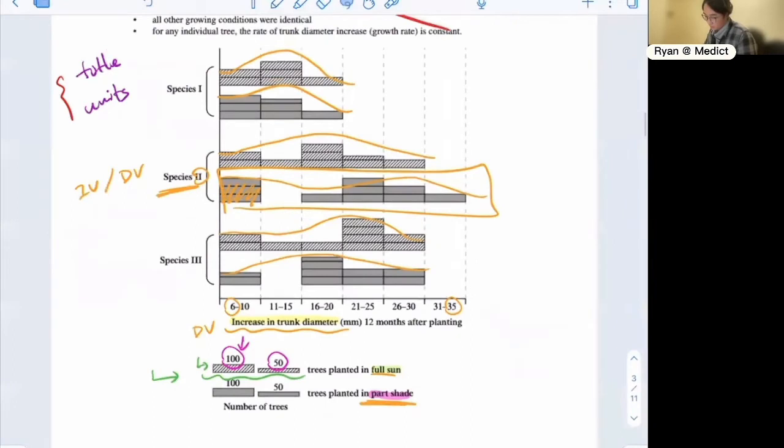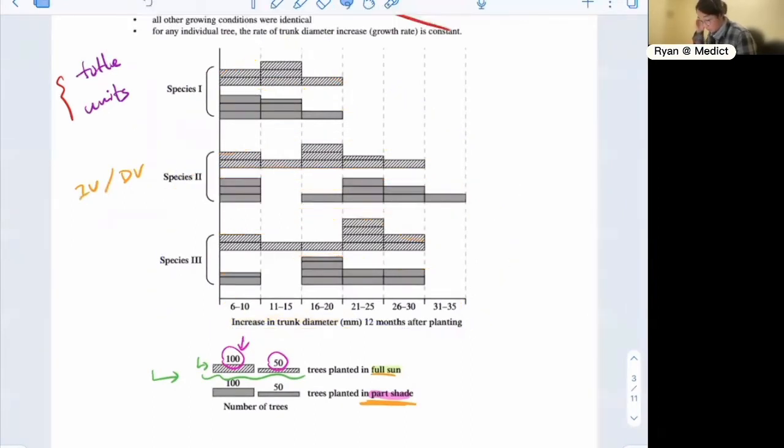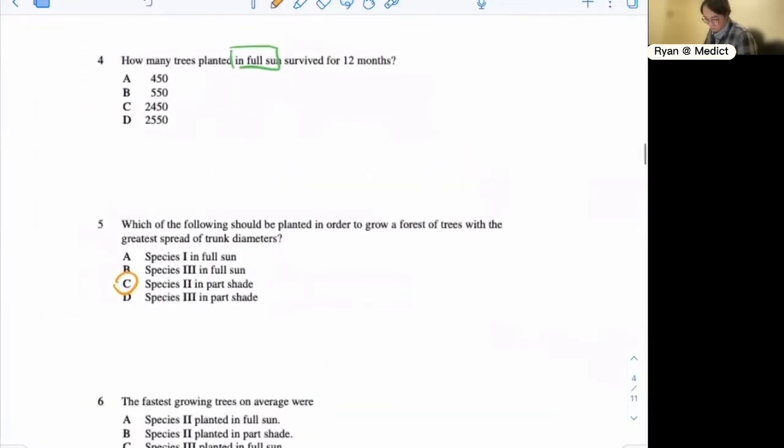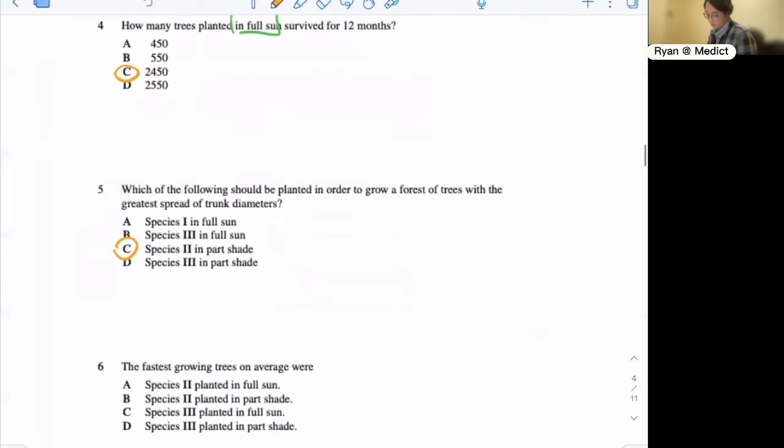All right. Forgive my terrible annotations. It's just very, very messy. Okay. Sorry. So that's C, and this is also C.